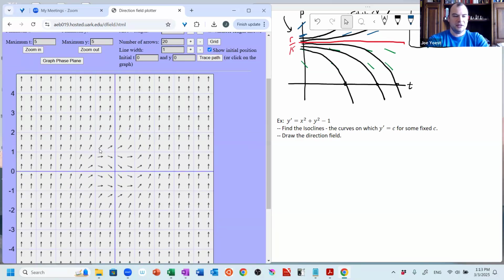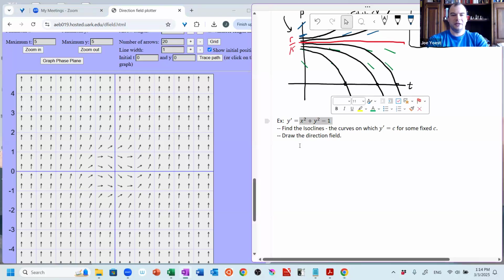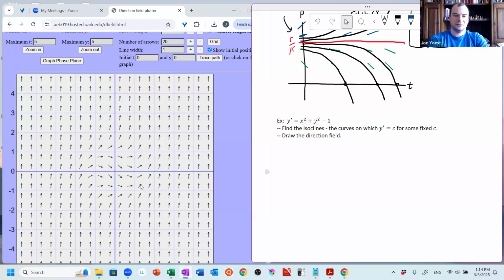And something that I see here is if I look at all of the lines where I have, say, slightly positive slope, they go around in a circle, right? If I look at when is y prime equal, say, 1? That's when x squared plus y squared minus 1 equals 1, or when x squared plus y squared equals 2. That's just the circle of radius root 2.